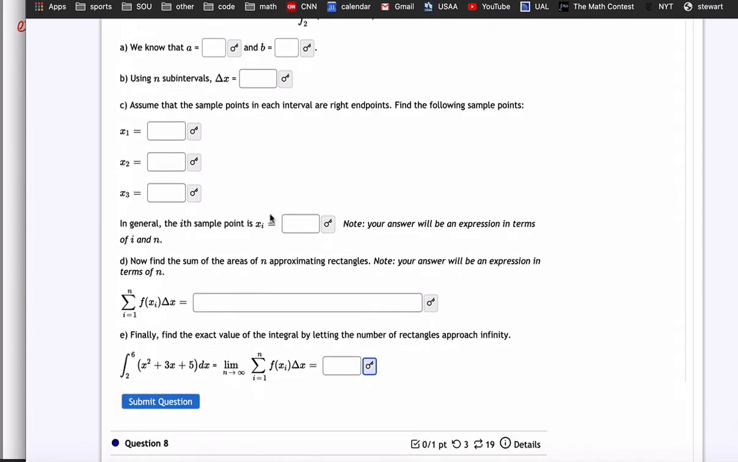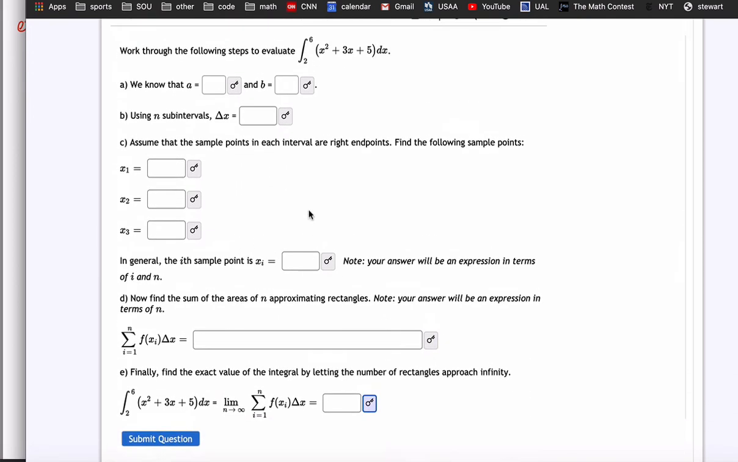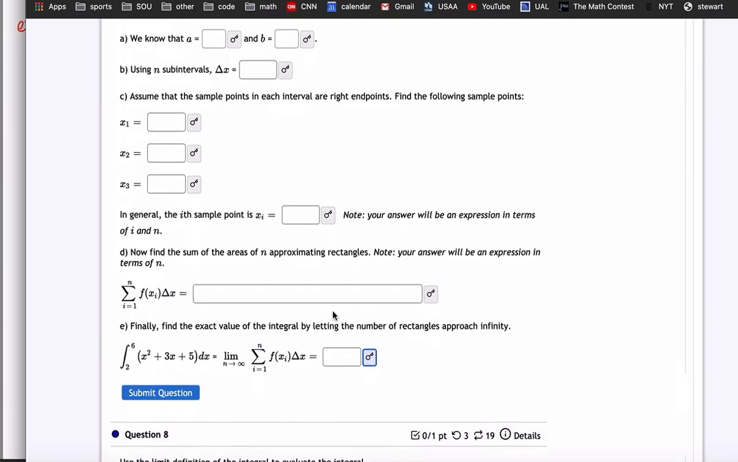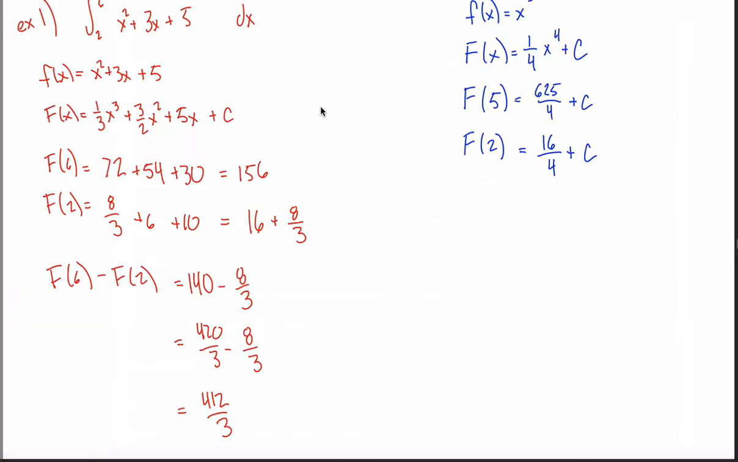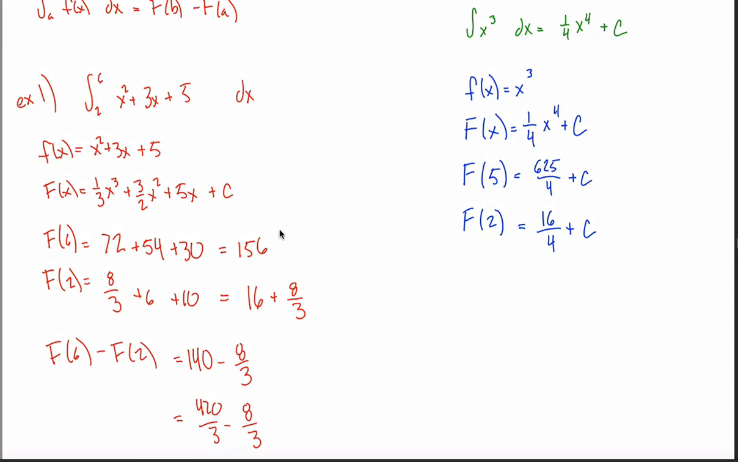And since I have the power of the teacher, it lets me click on these and look at any of the answers. This horrible problem that took you so long to do, looks like the answer was 412 over 3. This will always work, this evaluation theorem, and it'll make your life so much easier. You will come to love this evaluation theorem.